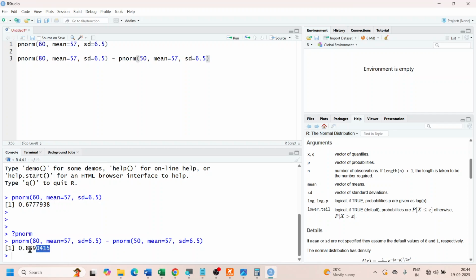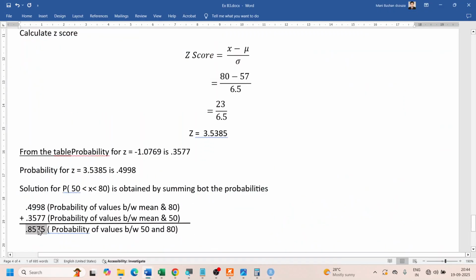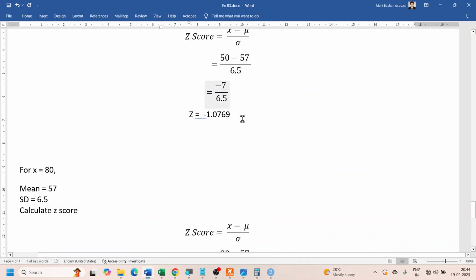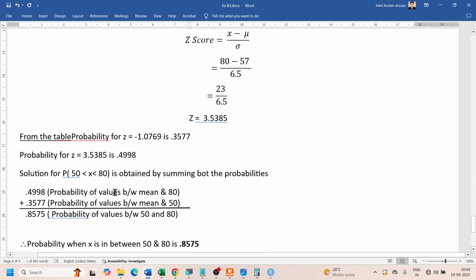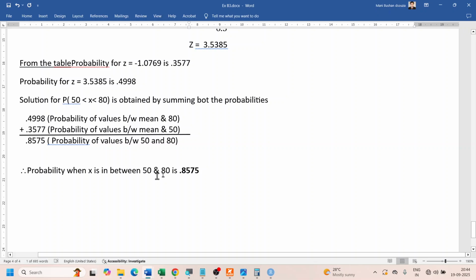You are getting 85.9% with R, and here you will get 85.7% because of the error of approximation. The reason is you have not rounded it off. If you round it off, both of them will give approximately the same value as the one given by R. So this is what you are supposed to do. That is 85.75%. So between X is 50 and 80, you are going to get 85.75% as your answer.